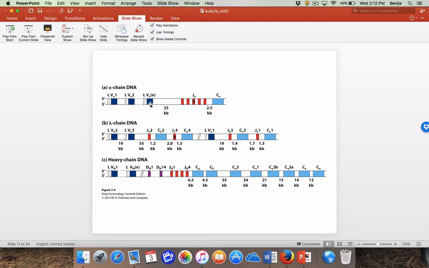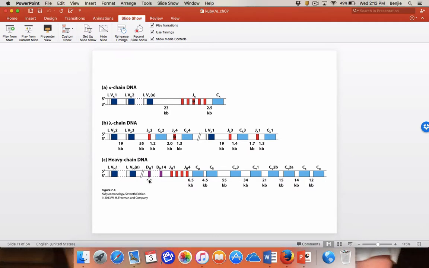So this is where it's talking about all the different kinds of variable and joining regions that can occur within the different types. There's the kappa and lambda, and then the heavy chains that you see. Many times in books it won't say heavy chain, but if you see the D sections in there, then you know it's a heavy chain operation that's going on.